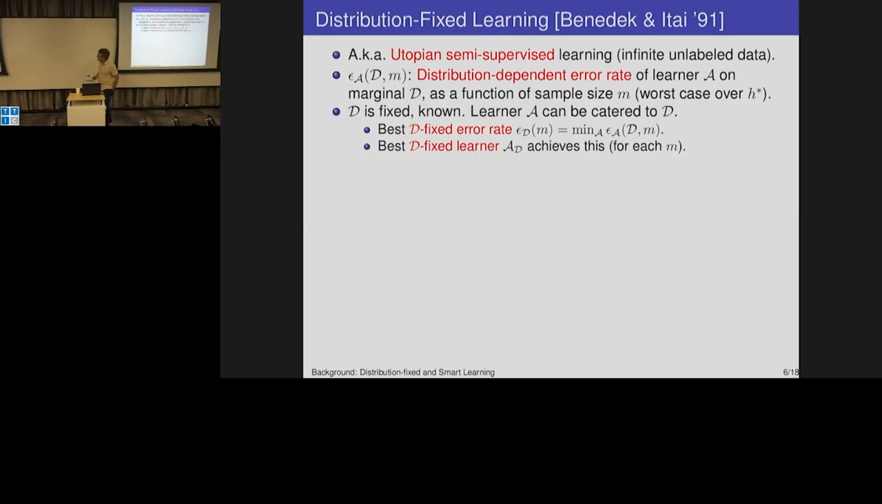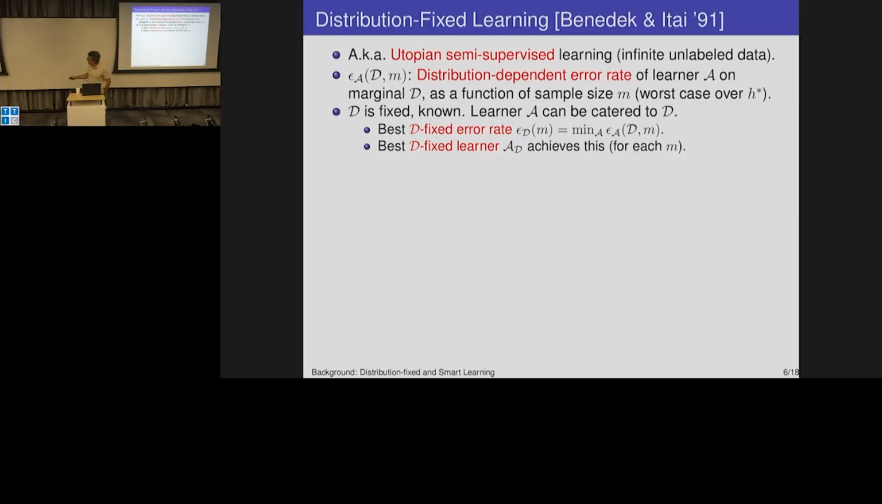So I'm going to talk about the error a learner incurs on a particular marginal distribution. This is some notation I'm going to introduce to you. So I'm going to define the distribution-dependent error rate of a learner A on a marginal D as a function of the samples.